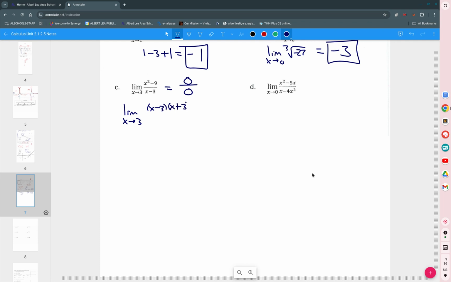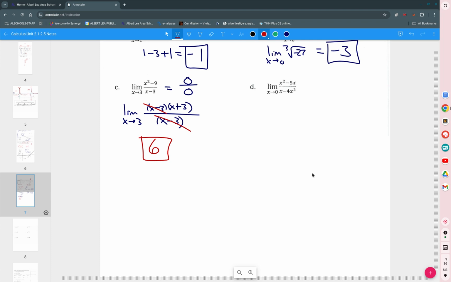We will not do a review of factoring in this class. If you need a review of factoring, come and see me. But you should be excellent at factoring. I saw you guys do college algebra last year. Now you can simply plug in the 3 and you get 6. That's the limit. Yep, 0 divided by 0 came out to be 6.